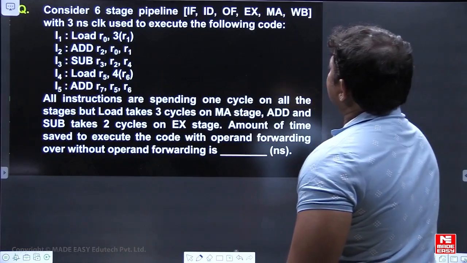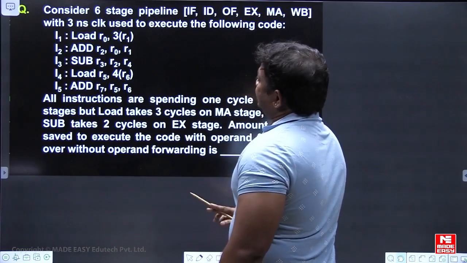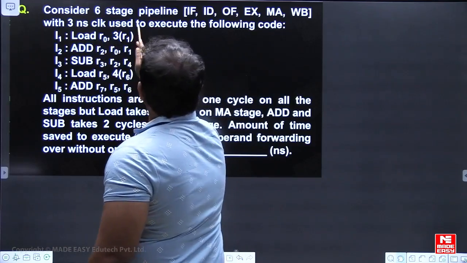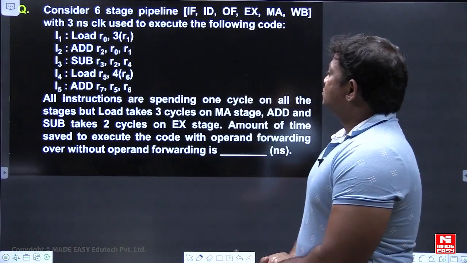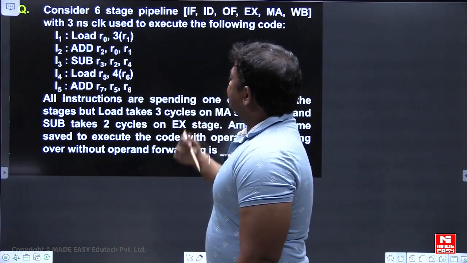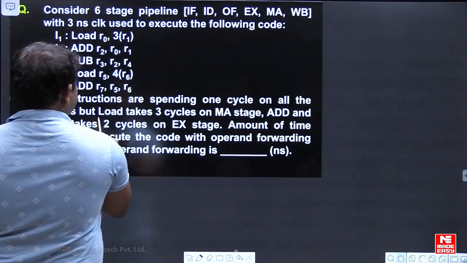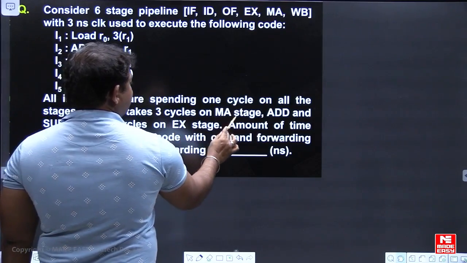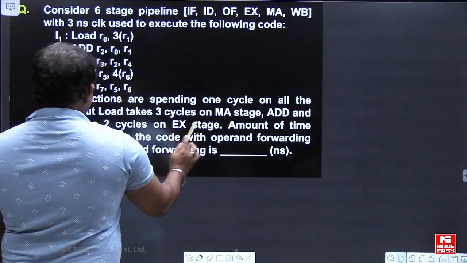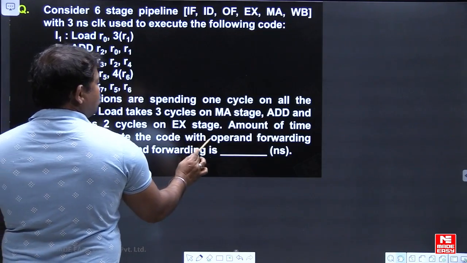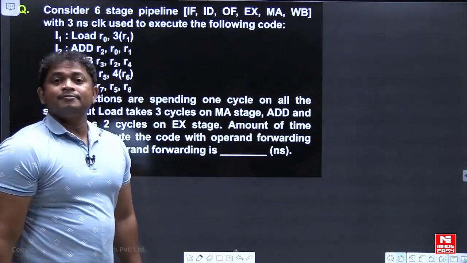Consider a 6-stage pipeline IF, ID, OF, EX, MA, WB with a 3 nanosecond clock used to execute the following code. Okay, so this is the code given. All instructions are spending one cycle on all the stages, but load takes 3 cycles on the MA stage. Add and sub take 2 cycles on the EX stage. The amount of time saved to execute the code with operand forwarding over without operand forwarding is.